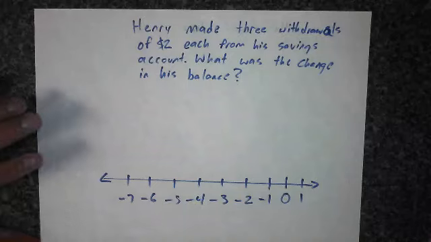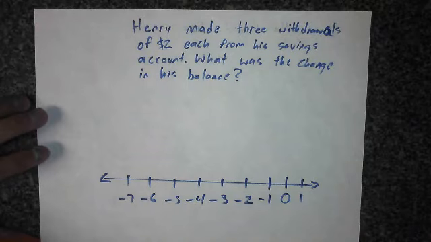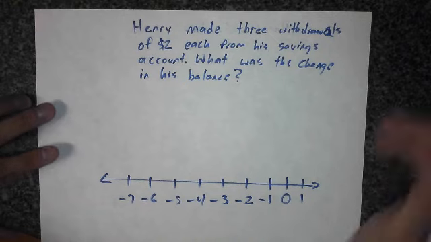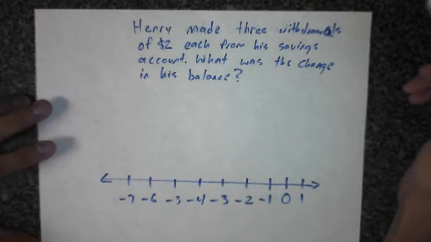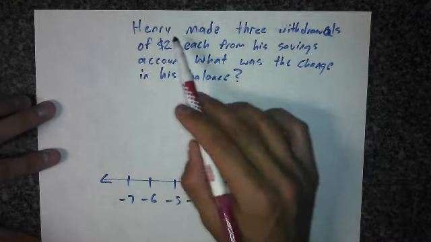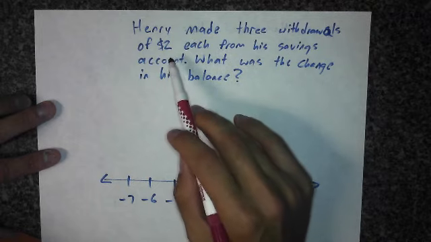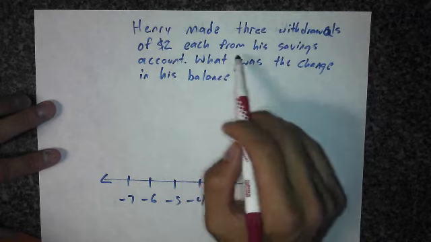Alright, we're going to start with multiplying integers using a number line. So if we go ahead and look at this problem here, it states that Henry made 3 withdrawals of $2 each from his savings account.